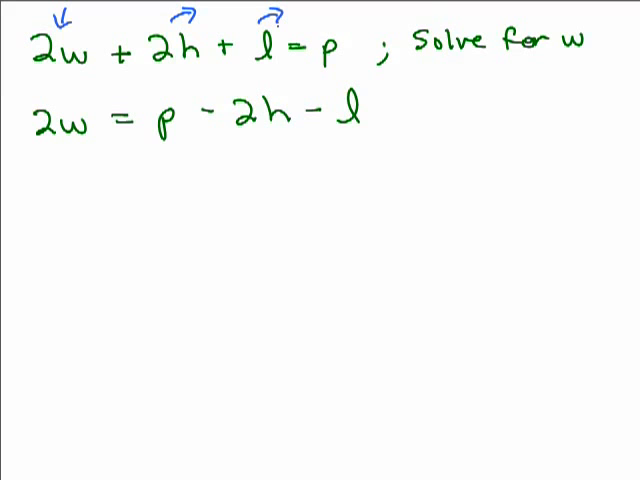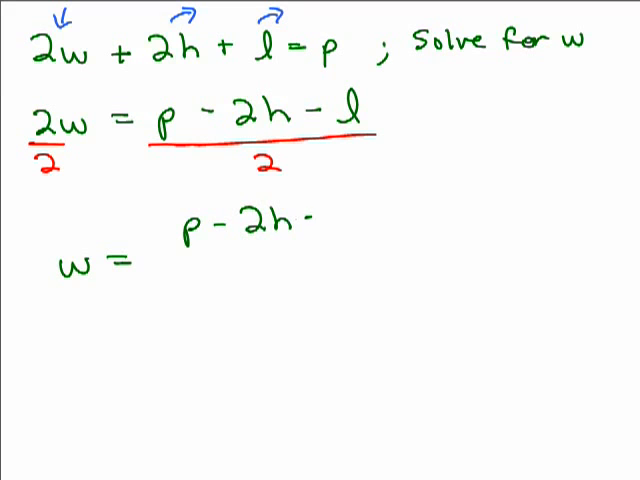Okay, we're close to being done. If this was 2W equals like 8, for instance, you would just divide both sides by 2. And you're going to do the same thing here. You're going to divide both sides by 2. But you've got this whole side to divide by 2. So you have to put the whole thing over 2. So we have W equals P minus 2H minus L all over 2.